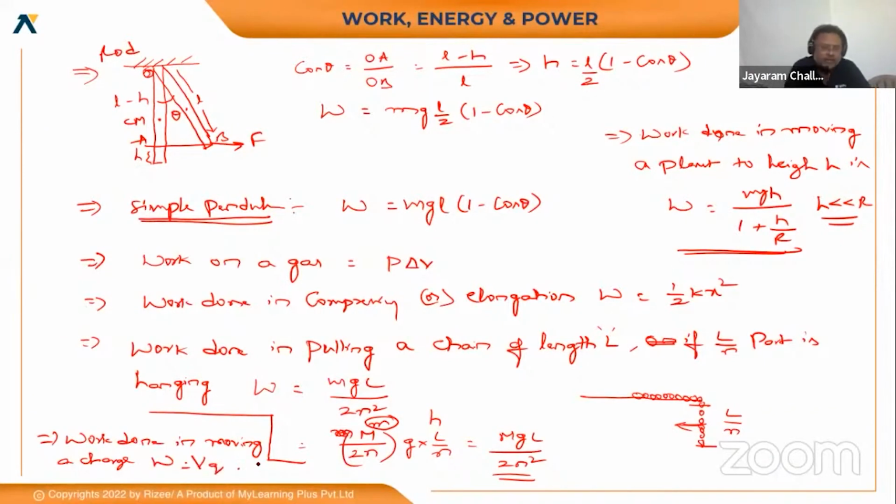Work done in rotating a magnet. Wherever you want, you can use the work done in different situations and scenarios. Work done in rotating a bar magnet is going to be mB into (cos theta 1 minus cos theta 2). Work done for rotating a dipole is going to be pE into (cos theta 1 minus cos theta 2), like that.